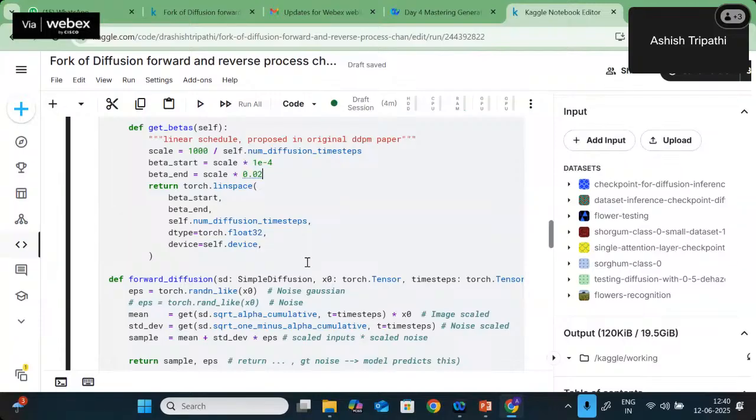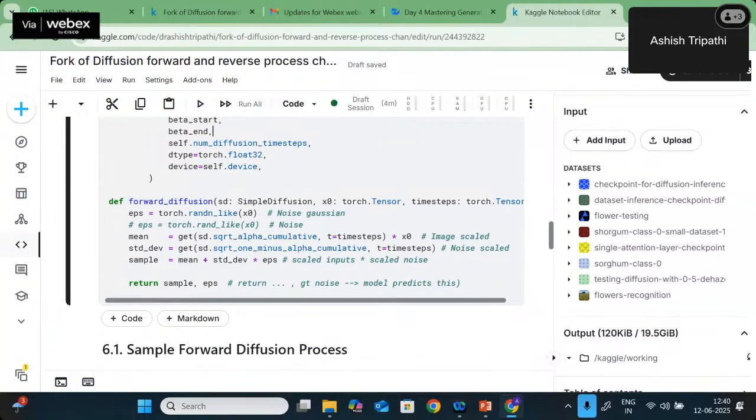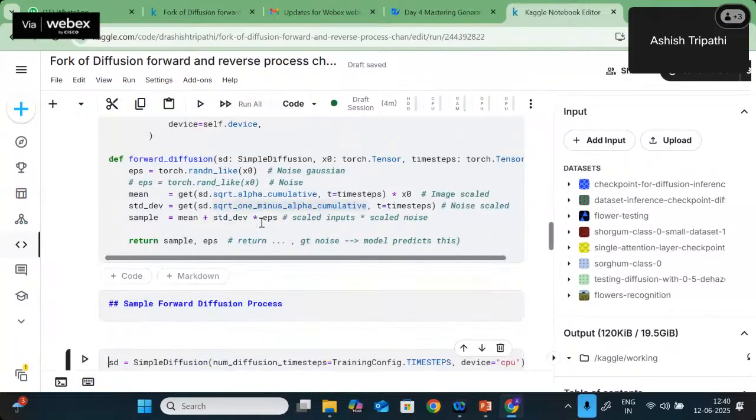Got it now? This is also a question of research: how you choose the starting value of beta and the ending value of beta, and how you change the value of beta over the course of iterations. This is the forward diffusion process that you can see in the code. I am just adding the mean and standard deviation.